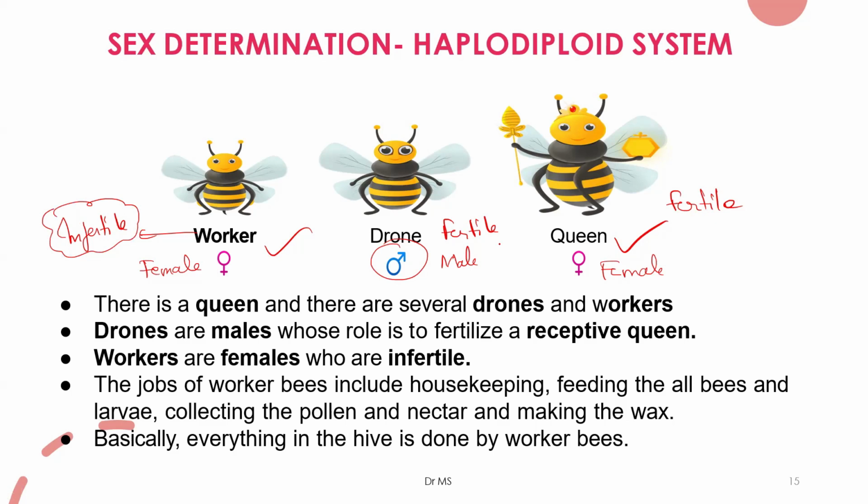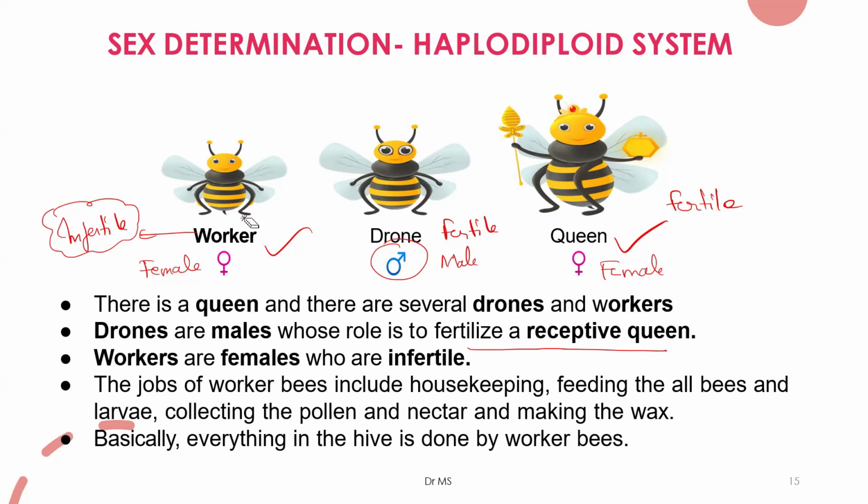So in honeybees, we have three kinds: worker, drone, and queen. Queen is a female, drone is a male, worker is a female. Worker is infertile, drone is fertile, queen is fertile. There is one queen and there are several drones and workers. Always the queen will be one, but we will have several workers and several drones. Drones are males whose role is to fertilize the queen. He has no work apart from fertilizing the female.